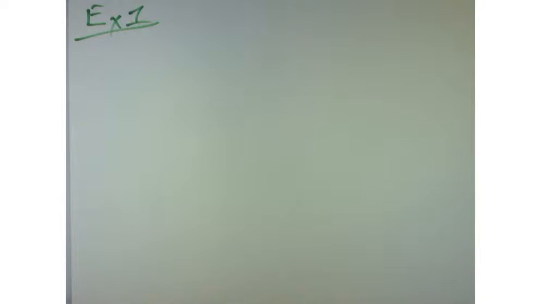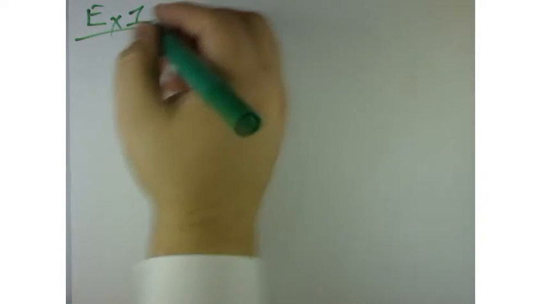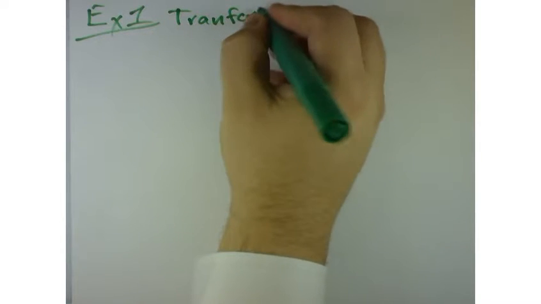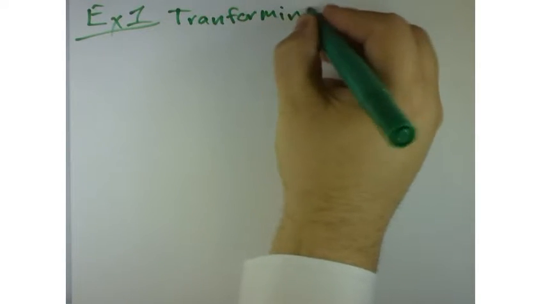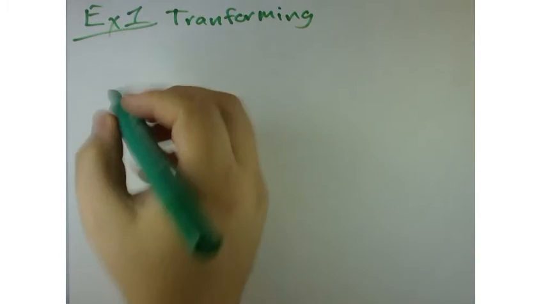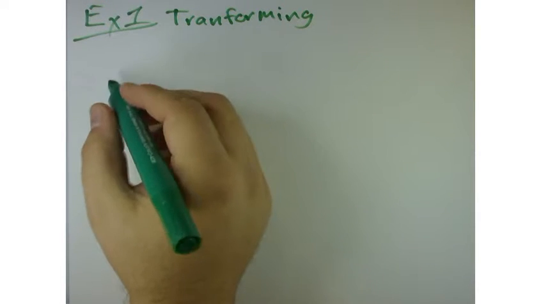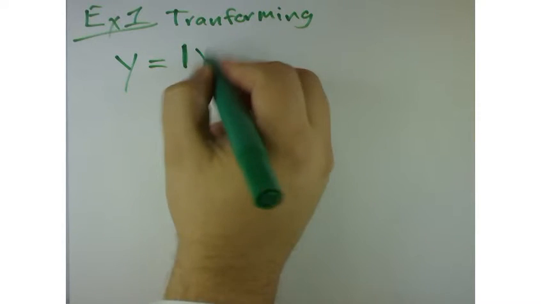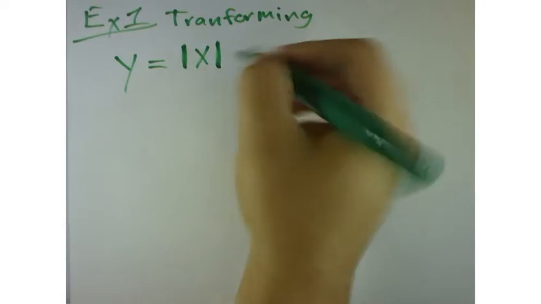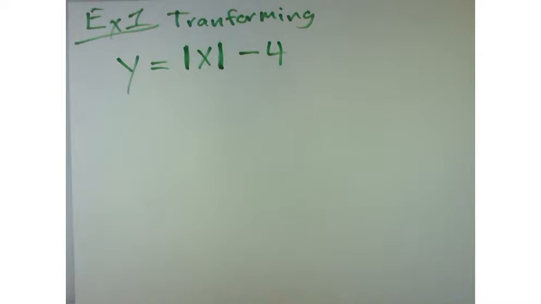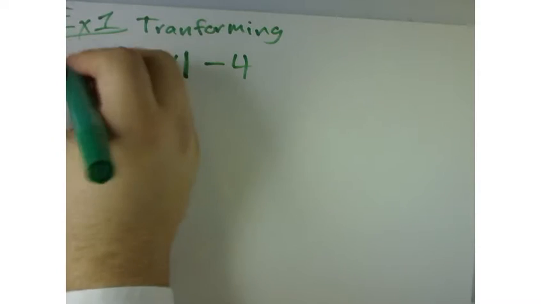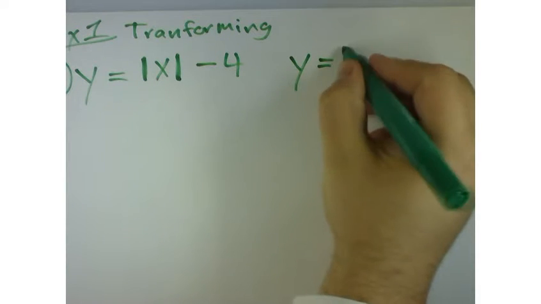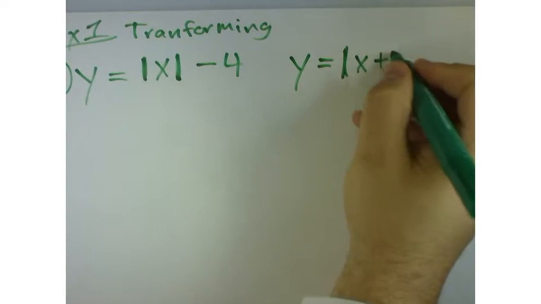Example number 1 from our textbook, we're going to start talking about transforming functions and relationships. Basically, we're going to look at the equation y equals the absolute value of x, and we're going to subtract 4 from it. Then we're going to look at a second equation, which is y is equal to the absolute value of x plus 2.